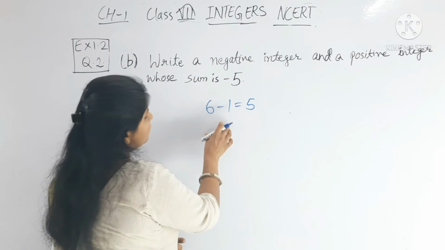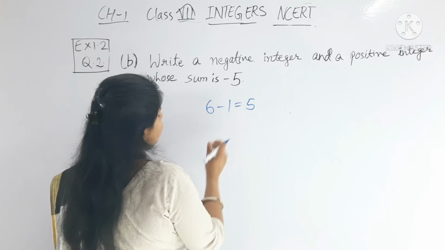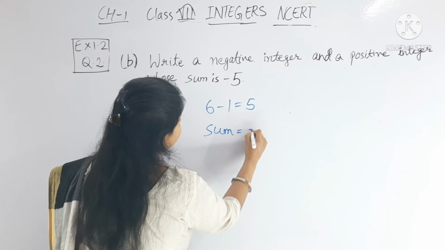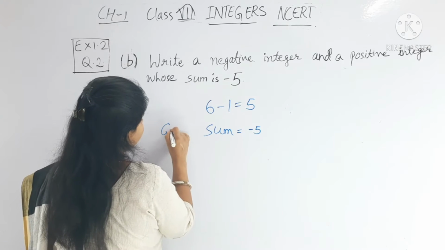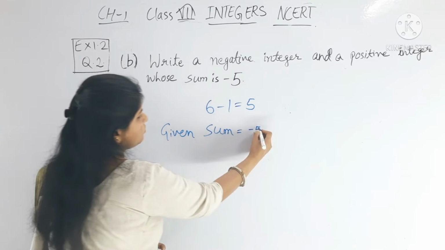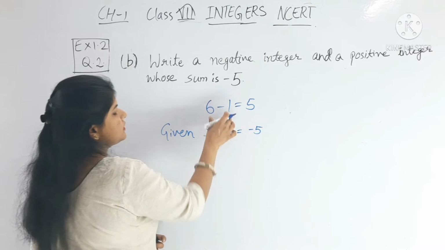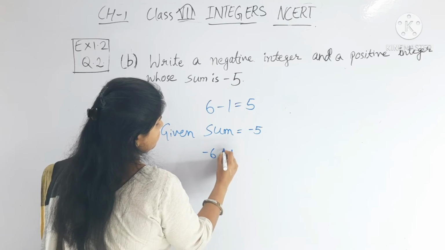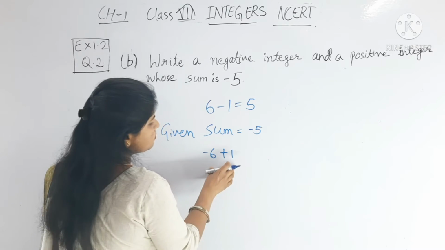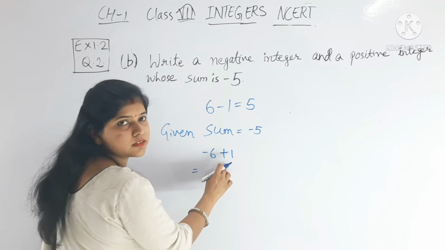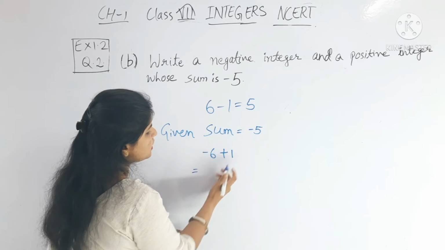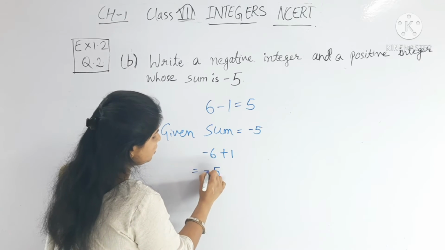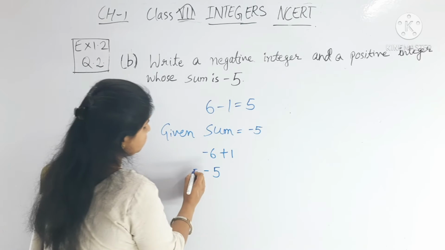So how we will make this one? Whose sum is minus 5. Sum is given, that is sum equal to minus 5. So I can write minus 6 plus 1. So minus 6 plus 1 is equal to, minus plus is minus, that is difference. So 6 minus 1 is 5 and sign will be of the largest number. So minus 5.